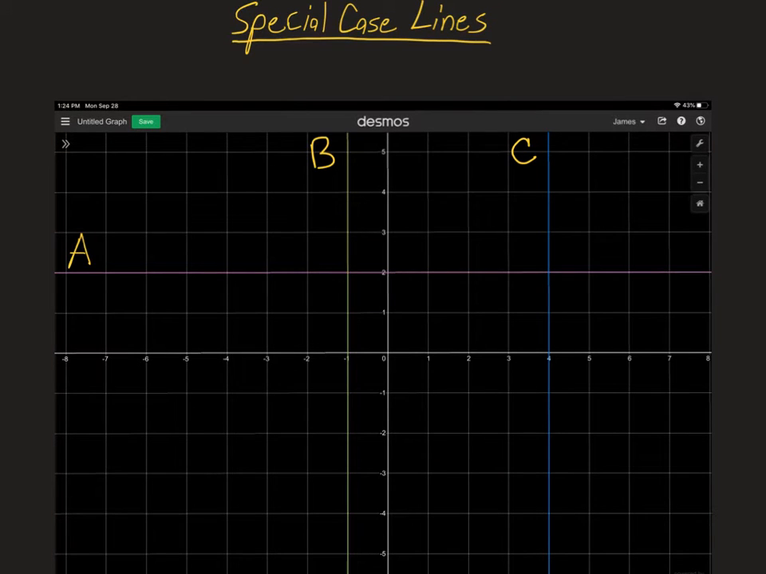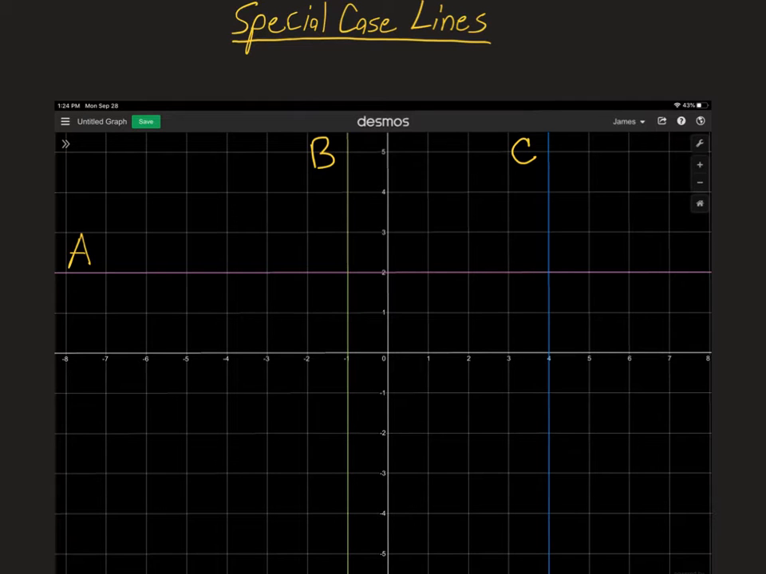Now we're looking at something a little bit new today. These are called special case lines. And hopefully looking at them, ABC, you can tell why they're special case. We haven't had any vertical or horizontal lines yet. All of our lines have been slanted, diagonals somehow.